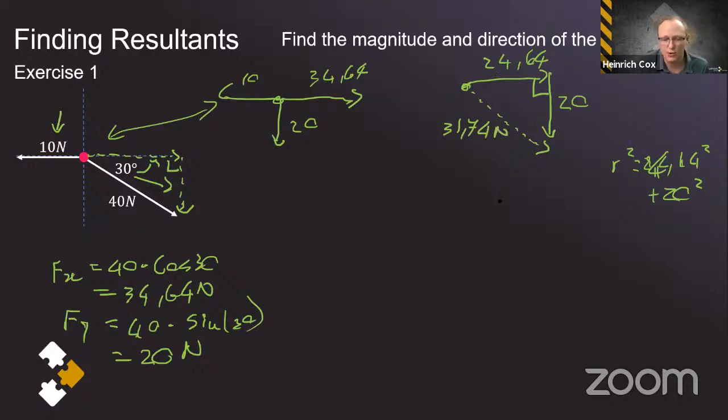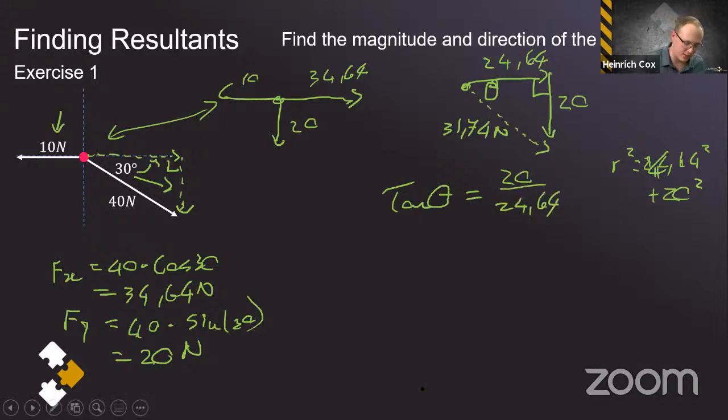So democracy failed us in that instance there. And then here we just need to find this angle so that we can get the direction. So we can use tan theta, which is equal to the opposite over the adjacent. So 20 over the 24.64, right? And then if we use the inverse tan function of that 20 over 24.64, then we get an angle of 39.07 degrees. So theta is 39.07 degrees, right?